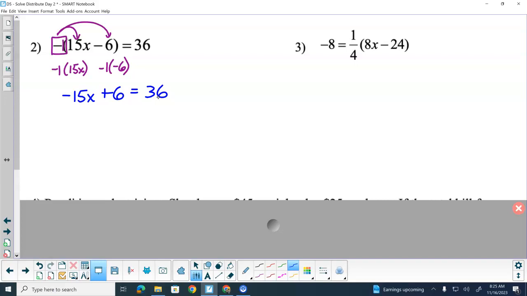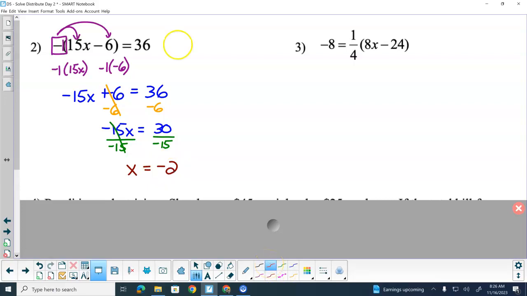Then what? Subtract 6 from both sides. Yep. That goes away. That gives us -15x equals 30. Then what? Divide both sides by -15. Good catch. That goes away, leaving me with -2. Which one? -2, because it's a positive divided by a negative. Yep, -2. Okay?